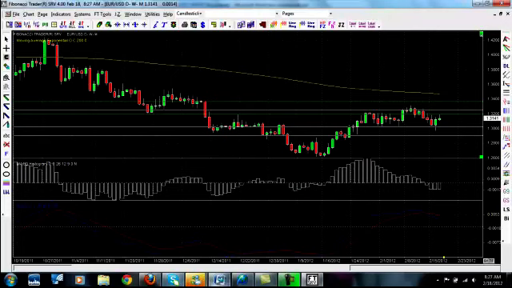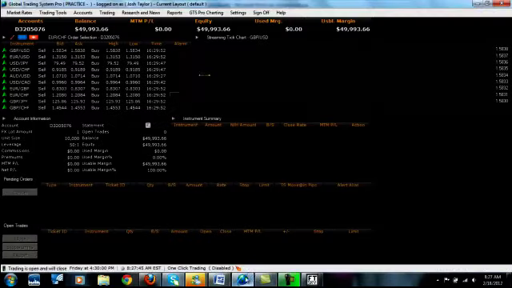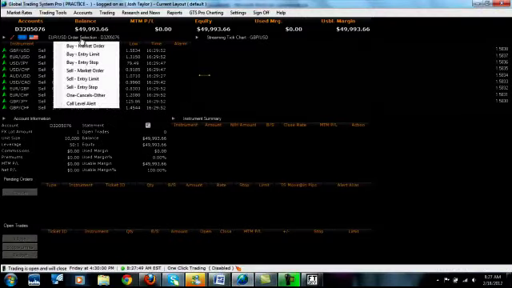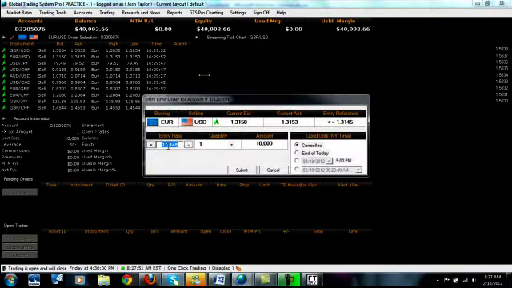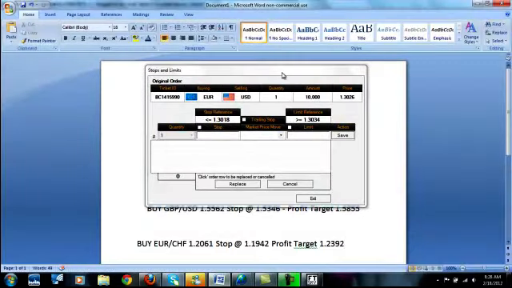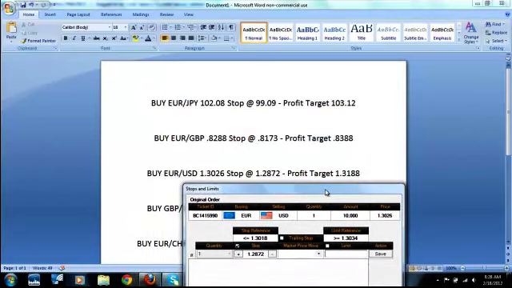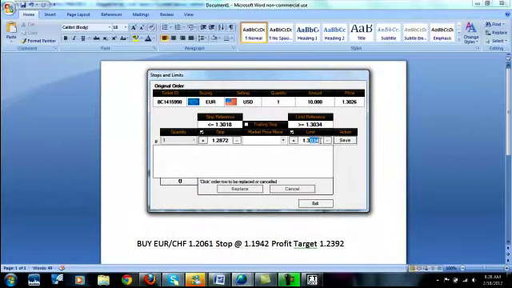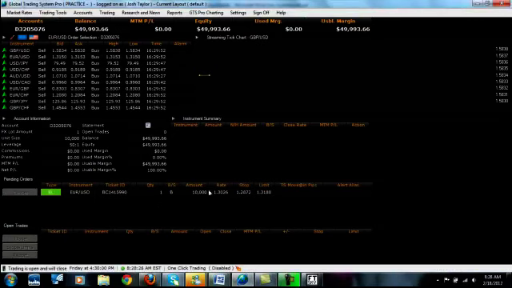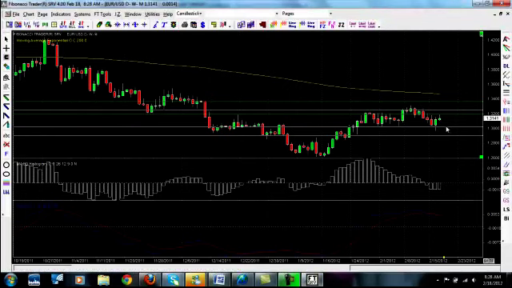So I think it was 103.026. We do a buy entry at 103.026 on the Euro USD. We submit, and our stop was 128.72, and our profit target is 131.88, which is called the limit. Push save, push exit, and the order is now pending. Now, when price comes down to 130.26, our entry, it will take us in.